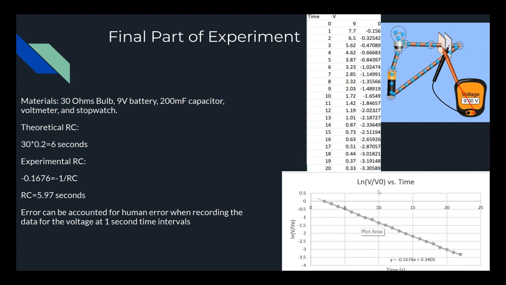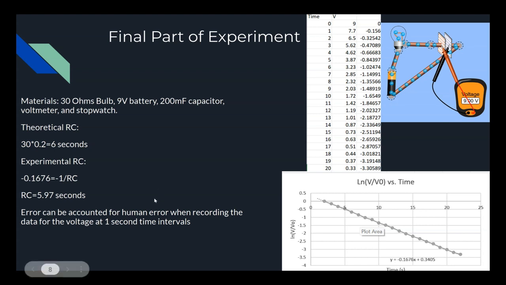in a linearized form, in order to get an understanding of how it changes with respect to time. Overall, setting up this plot and graph, we were able to understand that the slope represents -1 over RC, and that way we were able to calculate experimentally what our RC equals, which was 5.97 seconds versus our theoretical calculation being 6 seconds.